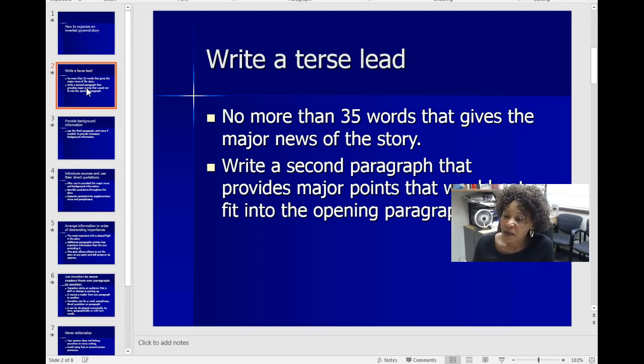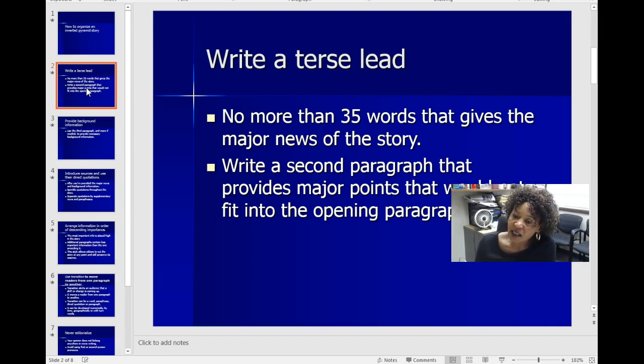And then you write a second paragraph that provides major points that would not fit into the opening paragraph. And I'll give you an example. First sentence lead: a Fresno City College student was killed as he crossed Blackstone and Weldon on Tuesday afternoon. That one sentence tells you what happened, who is involved, where it happened, when it happened. But it doesn't tell us everything.